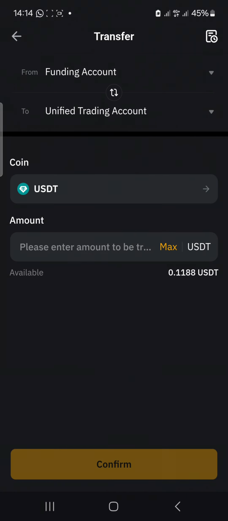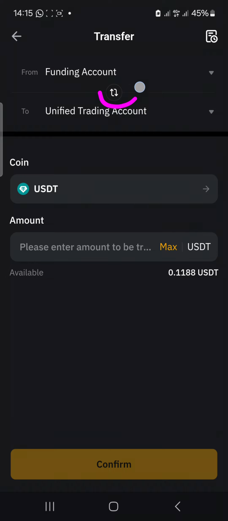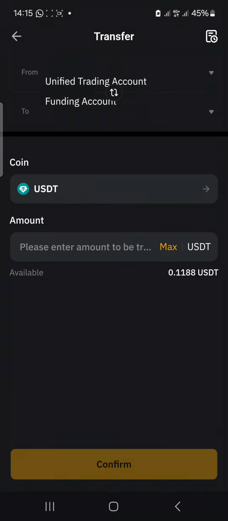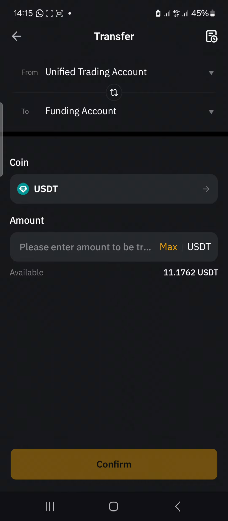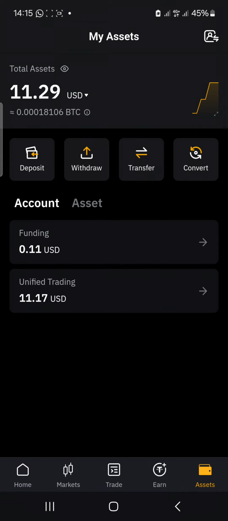Remember, the account you're transferring from has to be up. Then the account you're transferring to has to be down. Also, you can click on this to toggle between both accounts. So it was the unified trading account I transferred from, so it had to be up, then unified had to be down. I input $11 here. I clicked on confirm and the USDT went to the unified trading account.